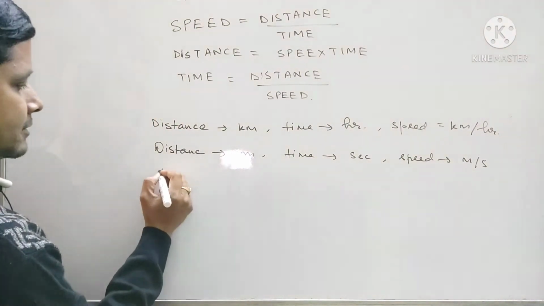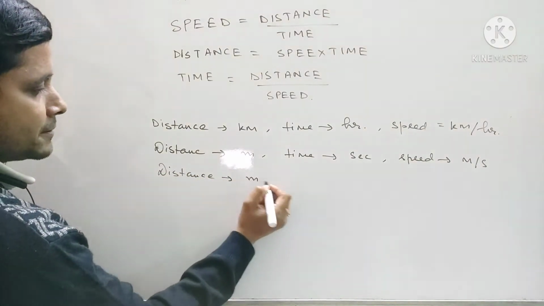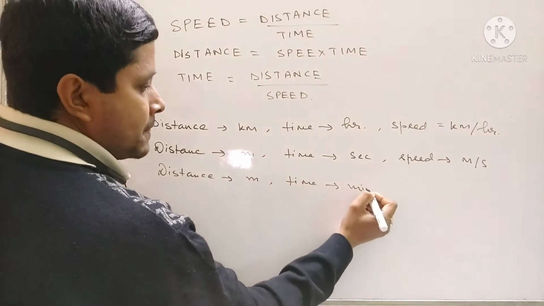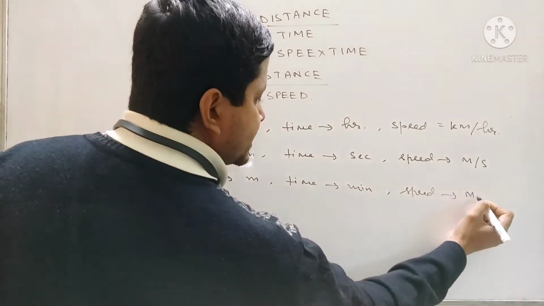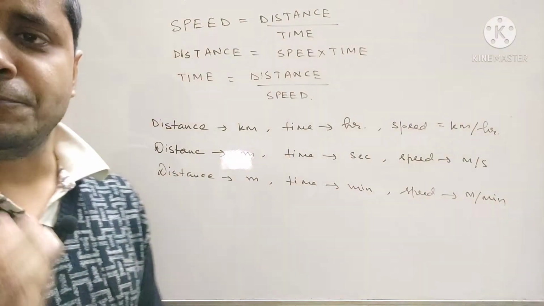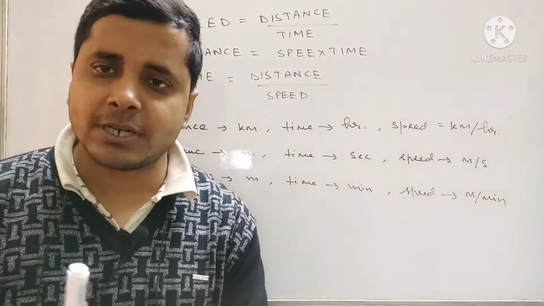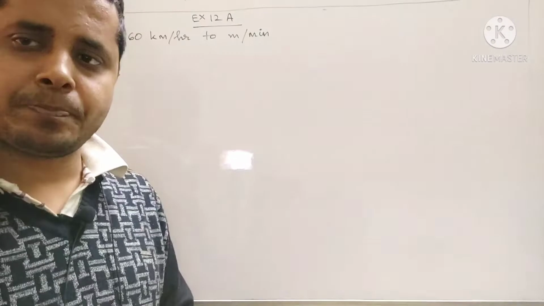Next, if the distance is in meter and time is in minute, then the speed will be in meter per minute. Clear, students? So now we will see how to convert one unit to another. Okay, let us see that.